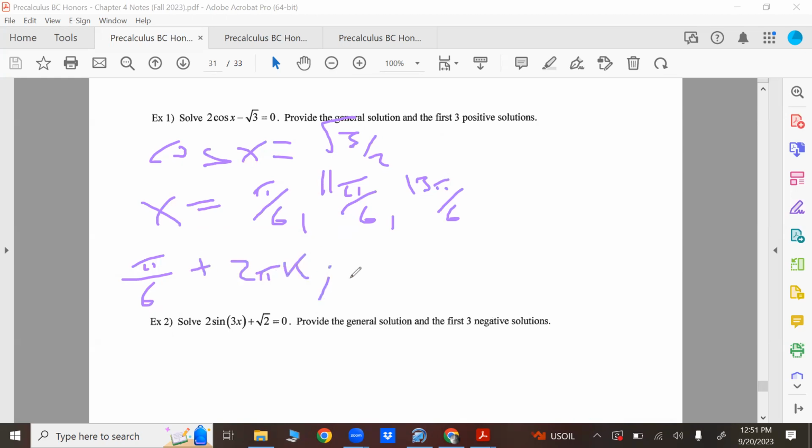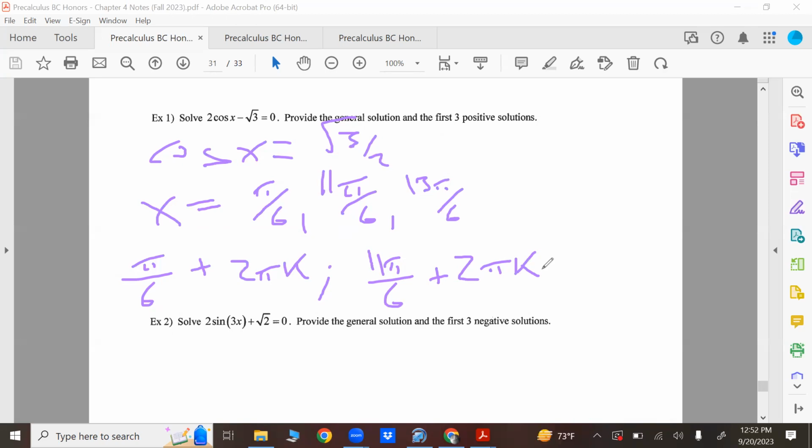Brooke, go ahead. Would there be a difference between writing negative pi over 6 plus 2 pi k or 11 pi over 6 plus 2 pi k, or would those just be the same terms? Those are the same thing. Okay. Can you just write 2 pi k plus 2? No, because it won't lead to 11 pi over 6 then. Oh, actually, would it? Yeah, it would.